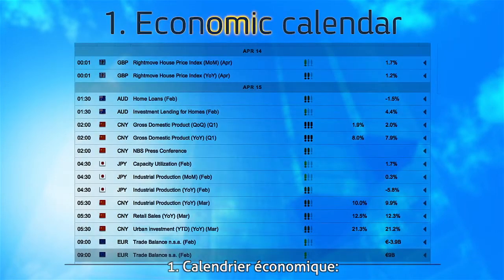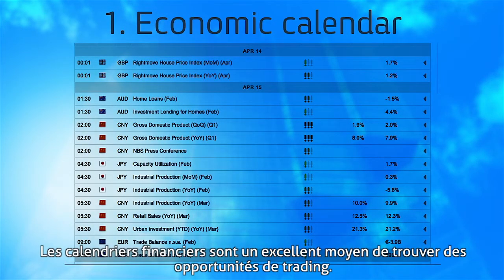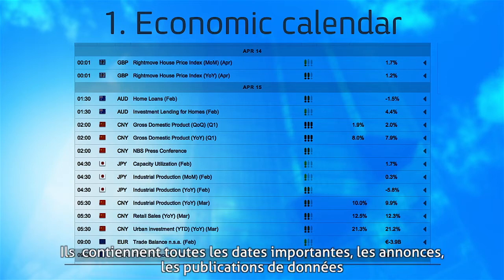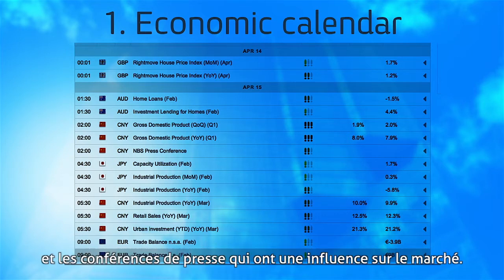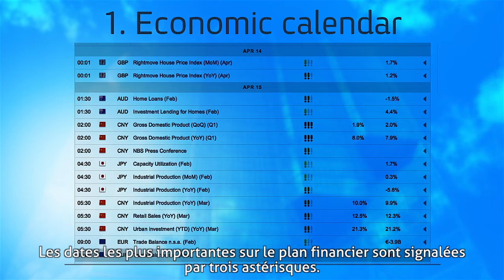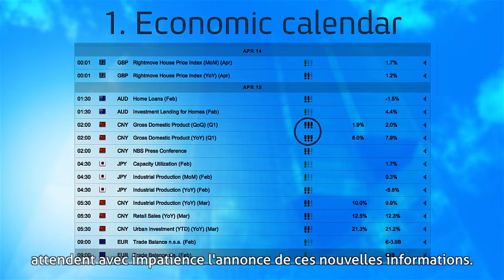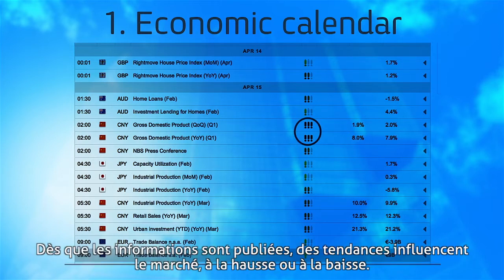Economic calendar. Financial calendars are a great way to find trading opportunities. These calendars can be found in Yahoo or Google Finance and will contain all the important dates, announcements, data releases and press conferences which influence the market. The most important financial dates will be marked with 3 asterisks, and on these dates millions of private traders as well as large organizations like banks and hedge funds eagerly await the new information which is about to be released.